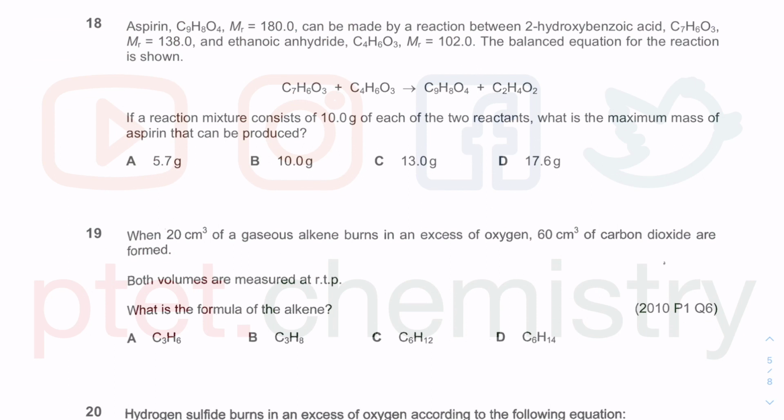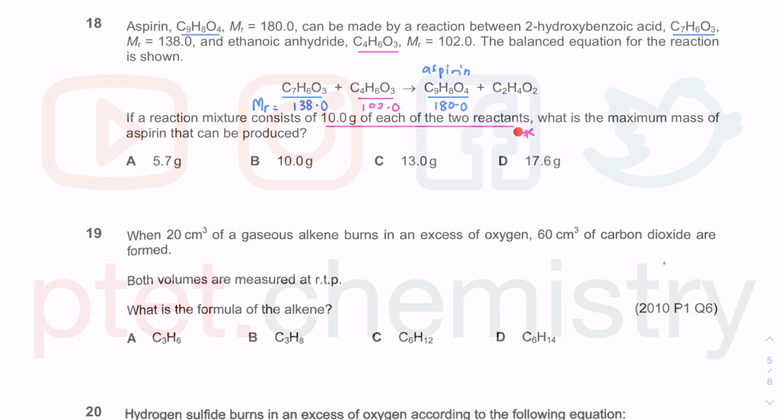Question 18, so we have aspirin. So aspirin is this C9H8O4. This is aspirin. And C7H6O3, this Mr is 138.0. This Mr is 180.0. Ethanoic anhydride, C4H6O3, that is 102.0. This is the balanced equation. So the reaction mixture consists of 10 gram of each of these reactants.